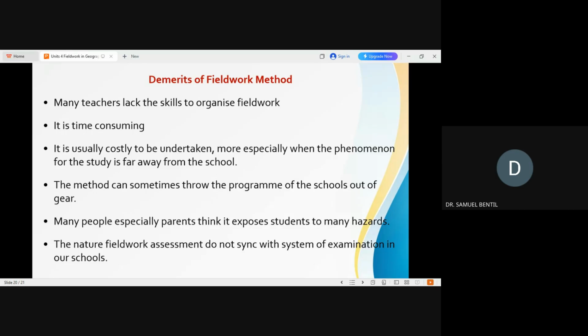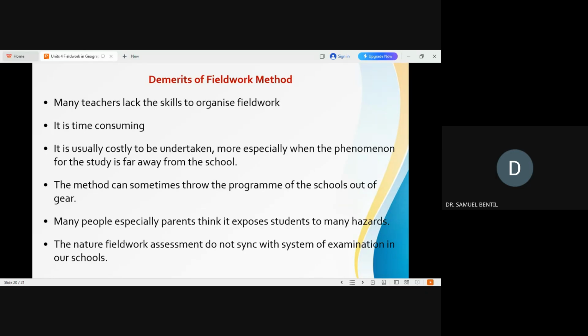It is usually costly to be undertaken, more especially when the phenomenon to be studied is far away from your school. And the method can sometimes throw the program of the school out of gear. Yes, because you have 2 hours for your lesson, and fieldwork can take a whole day. And whose teacher's period are you going to use for your fieldwork? So at times it can destroy the whole program of the school for the day.